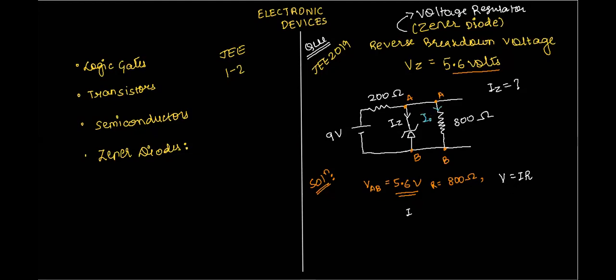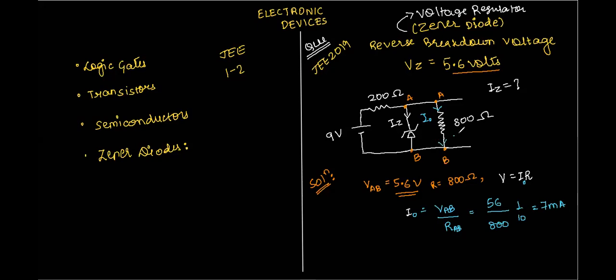I naught, okay? Now, I naught value is equal to voltage difference between A and B upon resistance between A and B. You can clearly see that the resistance between A and B is 800 and the voltage is given in the question as 5.6. So I get the answer as 7 milliamperes. Am I correct? Right. So after understanding this, next step.